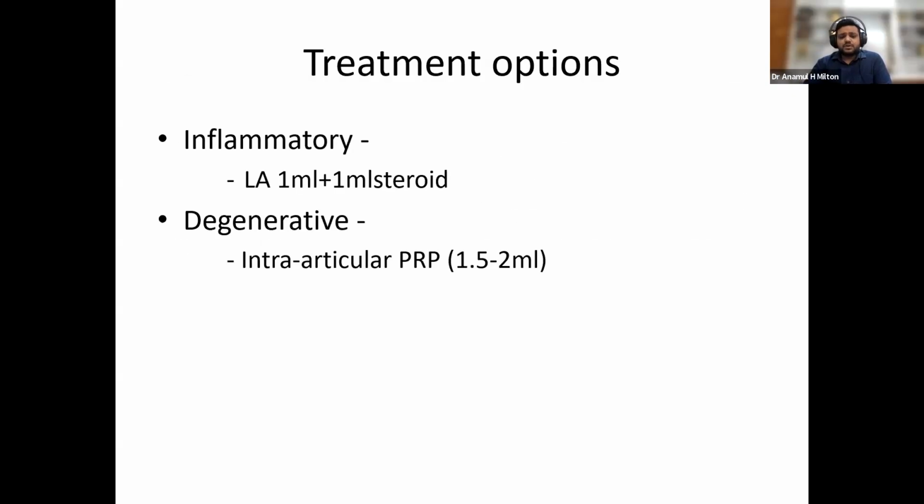Okay. So if it is an inflammatory condition like rheumatoid arthritis, psoriatic arthritis, or gout, then we plan for a steroid injection, 1 ml of local anesthetic and 1 ml of steroid. That is enough for this kind of arthritis, because it is a very small joint. In the case of degeneration, we can give intra-articular PRP, like 1 or 2 ml of PRP in the joint.